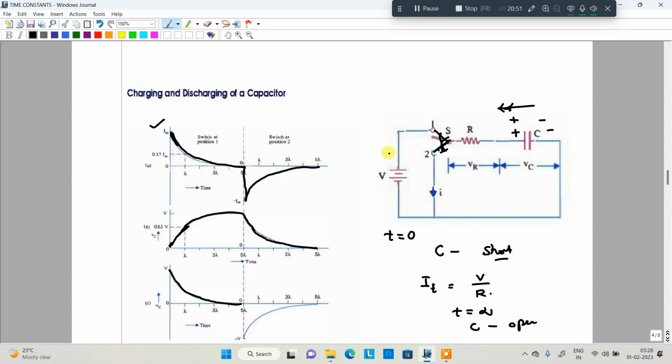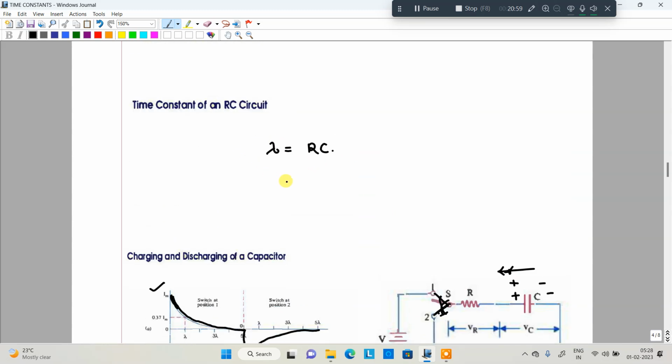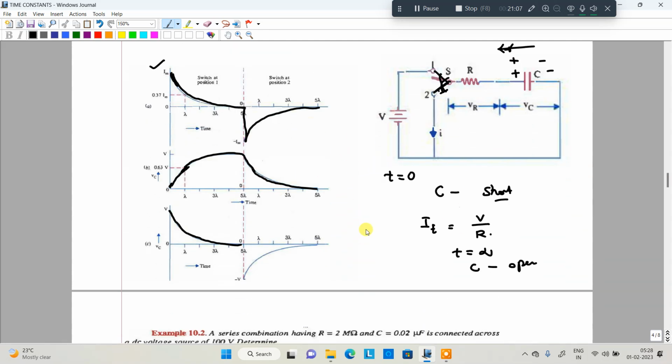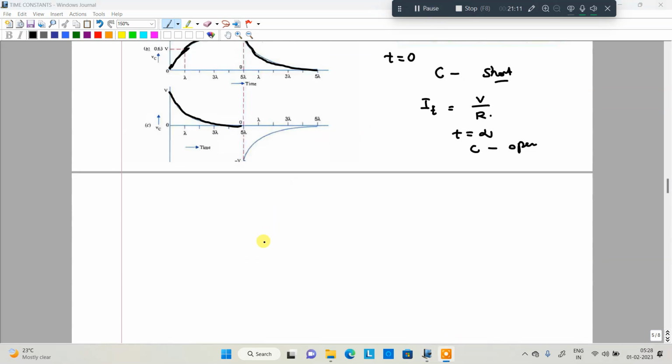This much depth is not required for you, I am explaining for your understanding purpose. So everyone is clear. Finally, what we remember in this particular case is the time constant of an RC circuit, lambda is equal to RC. This is the explanation of capacitor charging and discharging. Okay. Now I will ask one question related to the time constant in the case of capacitors.